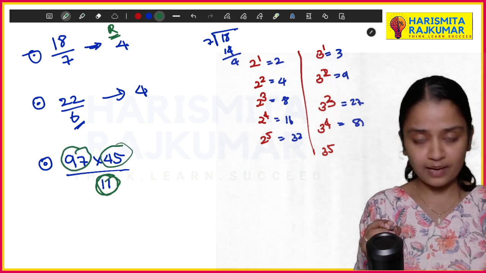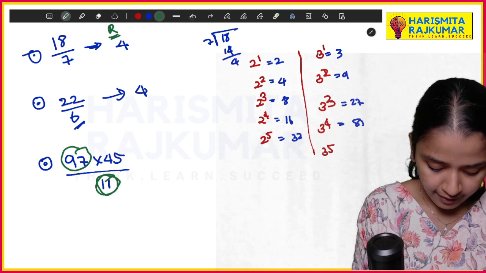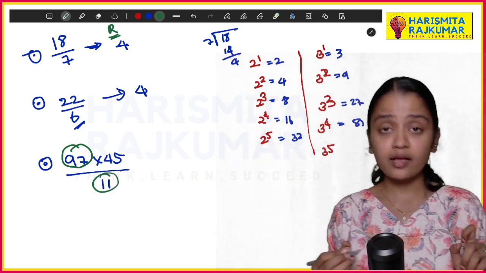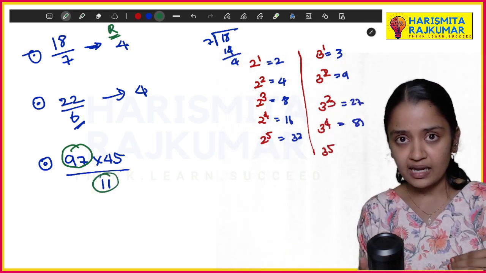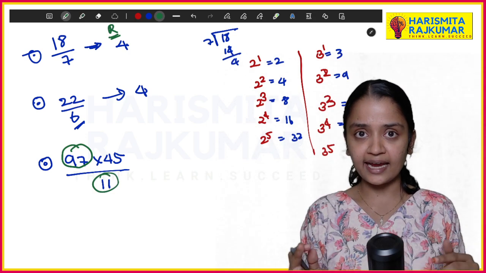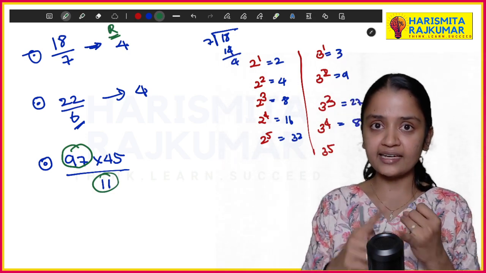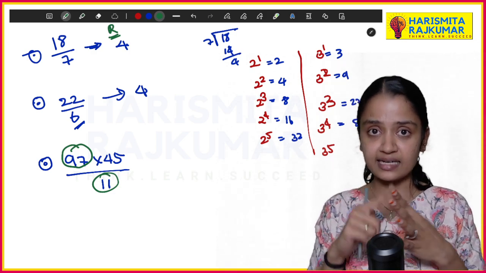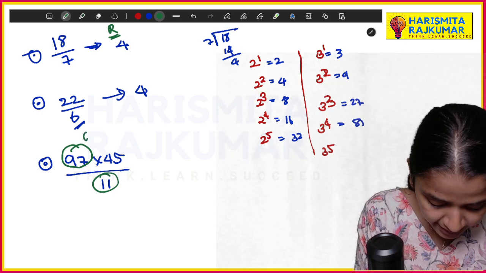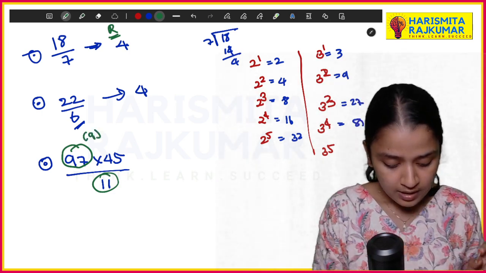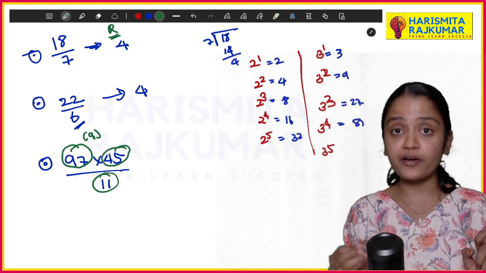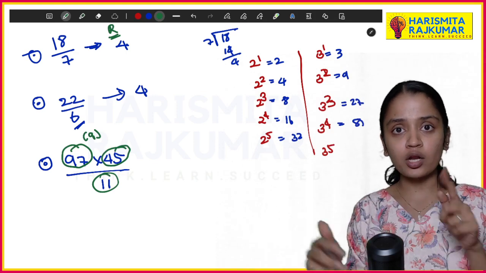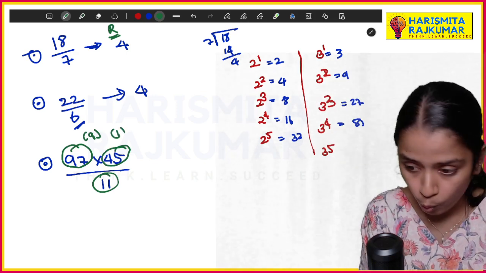this and this separately. Okay, when I divide 97 by 11, 11 8s are 88. So 89, 90, 91, 92, 93, 94, 95, 96, 97. So my remainder for this is 9. Same way for 45 divided by 11, what am I getting? I'm getting 44 and an extra remainder of 1 here.